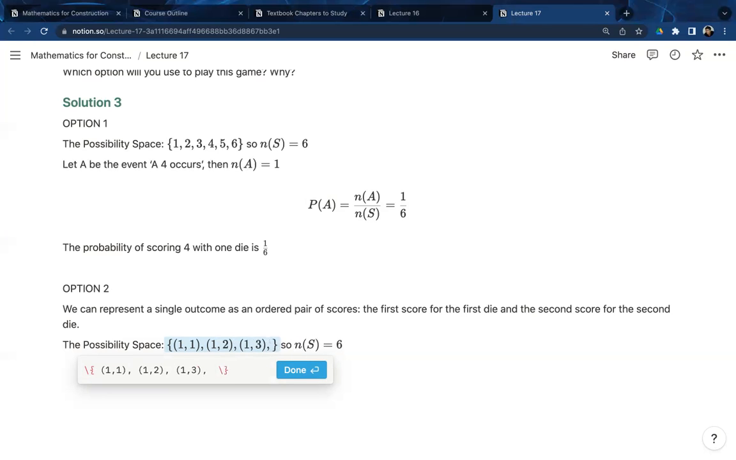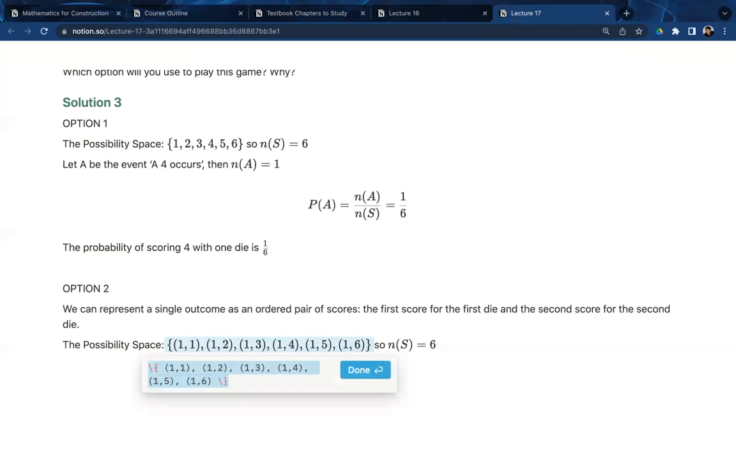1,3. 1,4. 1,5. 1,6. So these 6 outcomes here are the 6 possible outcomes when the first die has a score of 1 on it. So if the first die has a score of 1, the second die could have a score of 1, 2, 3, 4, 5, or 6. But that's just for the first die having a score of 1.